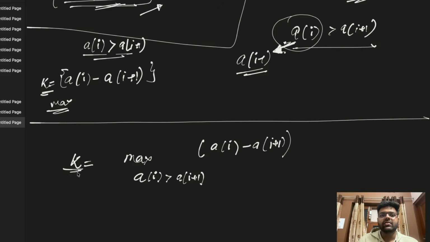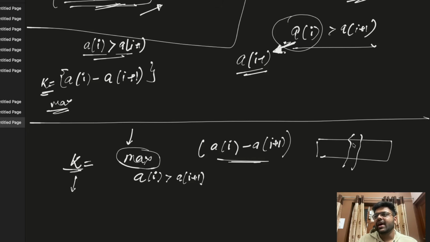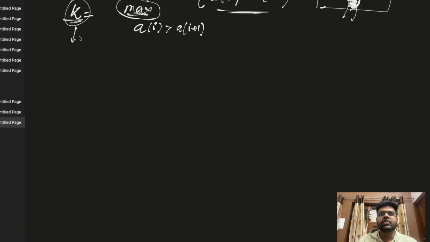Now, the reason to take the max is the maximum possible gap between two numbers, right? If this is the maximum possible gap, then I need at least this much k to fill this particular gap and make it non-decreasing, so that's why I'm taking max over here. Now we would be using this particular k, and checking if the answer could be possible with this k or not.